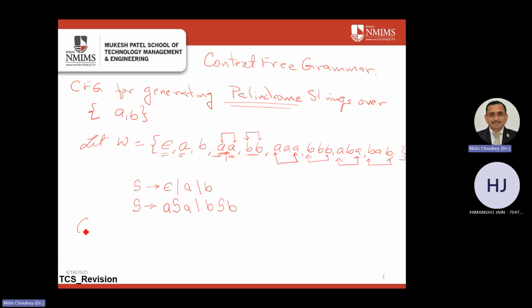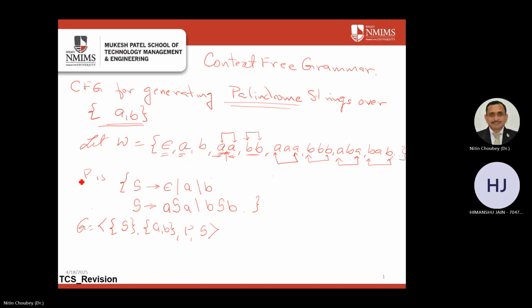So we can write this grammar as G is equal to (V, T, P, S). The variable is a single one, S. The terminal symbols are A and B, which are nothing but the alphabet given in the problem. P is the set of production rules. And last but not least is the starting symbol S.